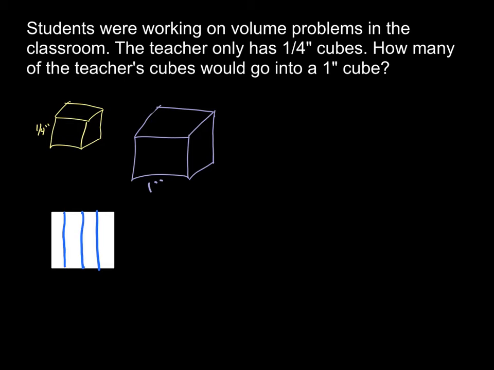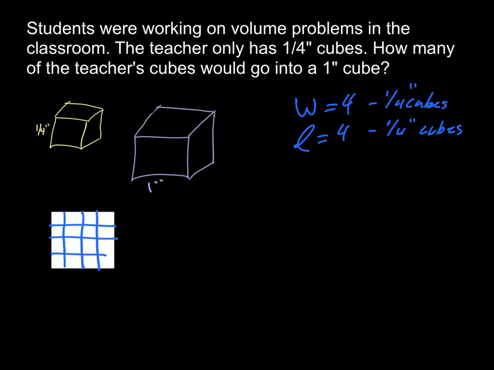So your width is going to be 4 of the quarter-inch cubes, okay? And your length is actually going to be the same as well, because remember, cubes are the length, width, and height are exactly the same. Okay, so we're going to have 4 of those quarter-inch cubes once again. And the height, okay, once again is going to be exactly the same.